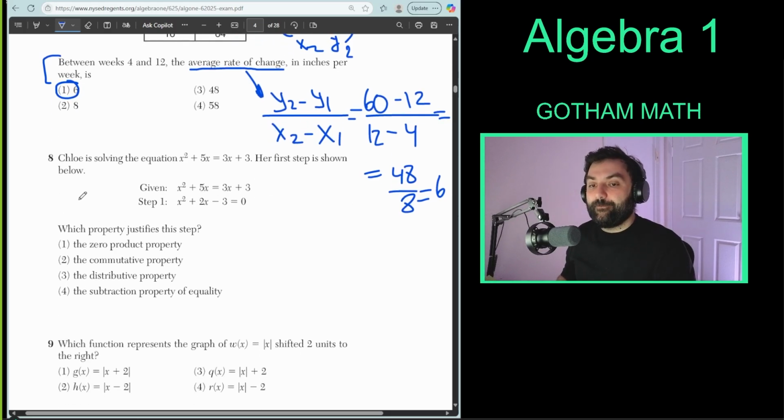Easy so far. Number 8. Chloe is solving the equation x squared plus 5x equals 3x plus 3. Her first step is shown below. So what is the given? That's the given. What's the first step? What happened here? x squared did not change. 5x became 2x. Why? Because they subtracted 3x on both sides. Okay, we get that. And they also subtracted 3, because look at the right side after step 1: 0. How did it get 0? Well, they subtracted those. That's what they did. And it's actually called the subtraction property of equality.